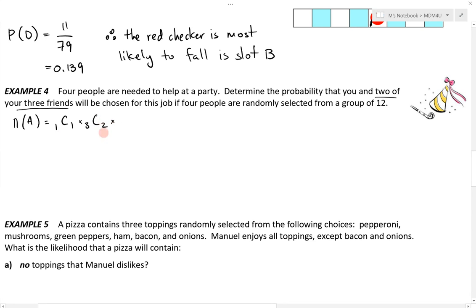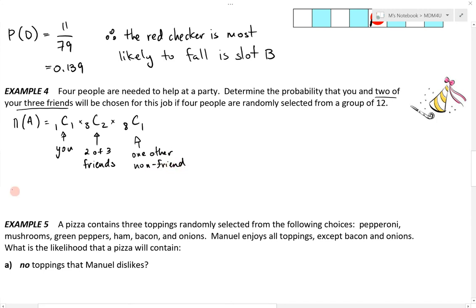So who's left? You have a group of 12. And if you're part of that group of 12, then you subtract your 3 friends and you subtract yourself, so you have only 8 people left to choose from. So it's going to be 8 choose 1. So this represents you, this represents 2 of 3 friends, and this represents 1 other, and we're going to call them a non-friend.